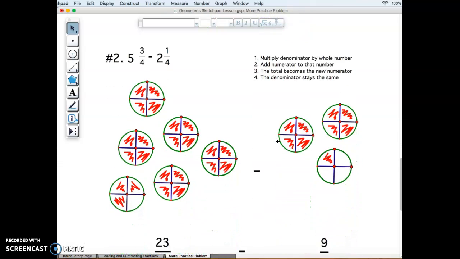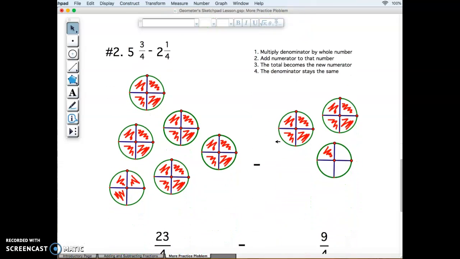And then for our second example, what if we have whole numbers with the fractions? Well, we can solve these as well. If we have, for example, 5 and 3/4 minus 2 and 1/4, what we're going to do is follow these steps right here. 1, 2, 3, 4. First we're going to multiply the denominator by the whole number. So we're going to multiply 4 by 5. What is that going to give us?